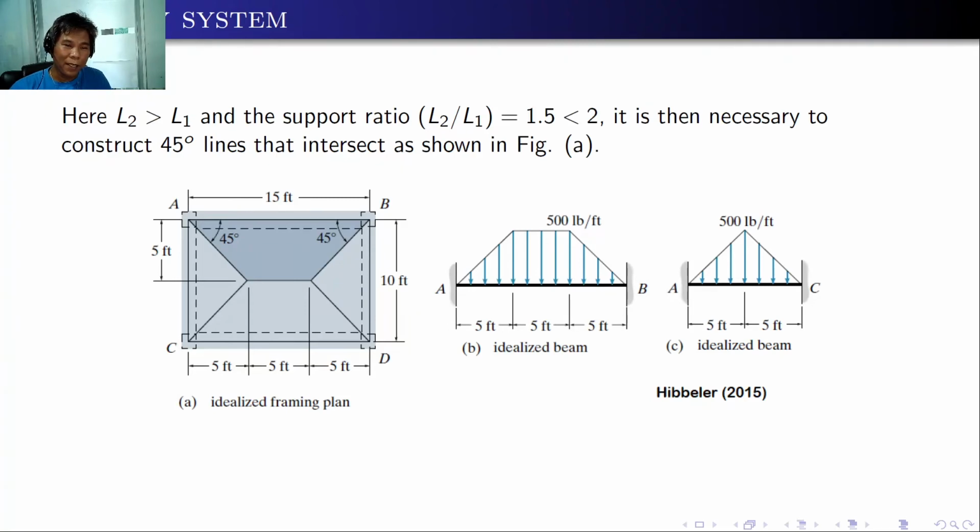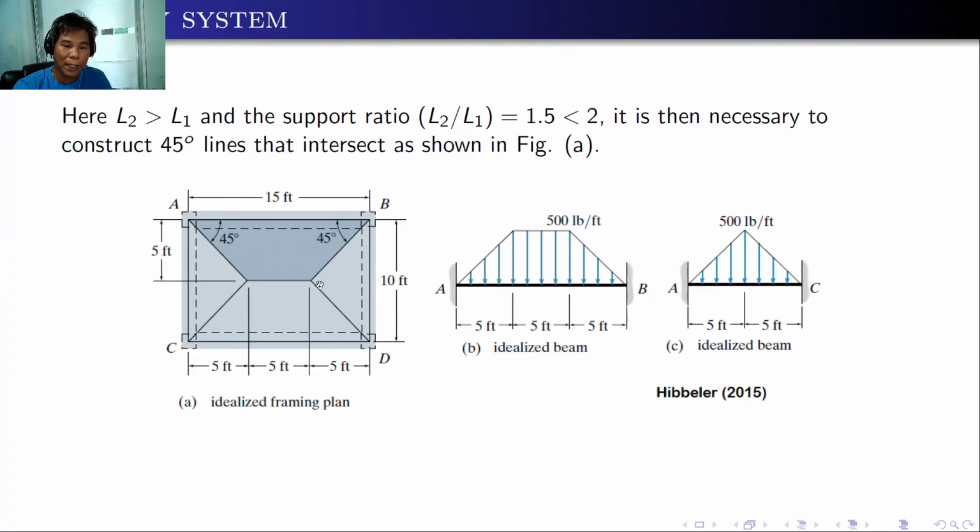Here, if the length L2 is greater than L1 and the support ratio L1 over L2 is equal to 1.5, which is less than 2, then it is necessary to construct 45 degrees lines that intersect as shown in the figure below. So we have a slab beam system with the lengths 15 feet and 10 feet. So 15 divided by 10, that's 1.5, so it's less than 2. So this is a two-way slab or two-way action. So the forces applied are transferred in two directions, in the short direction and the long direction.